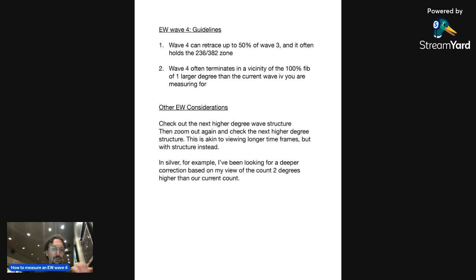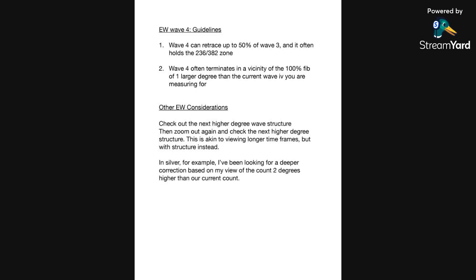So just for example, because I zoomed out on silver, I was looking for a deeper correction based on my view of the count of the next higher degree. So that is what allowed me to formulate my own bias based on structure. And then as price waves unfold, they produce more and more clues to either prove you right or prove you wrong. So now let's go ahead and dive into the actual structure of price here.